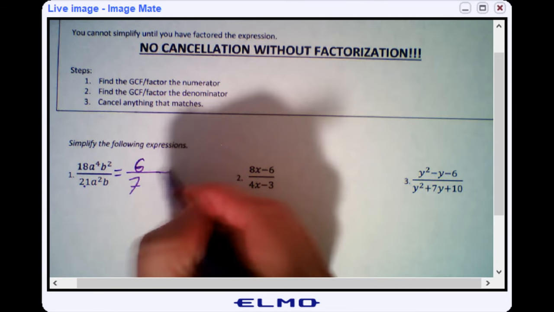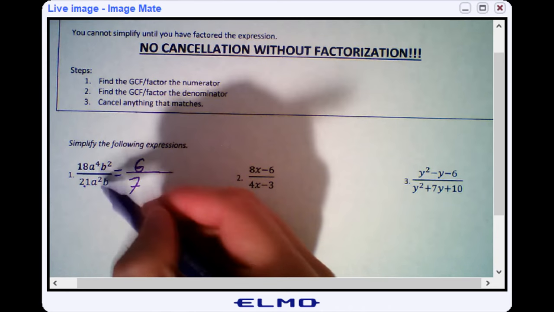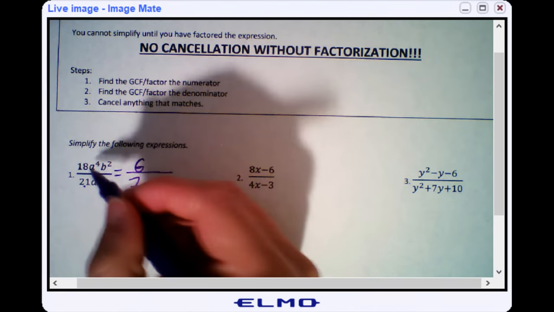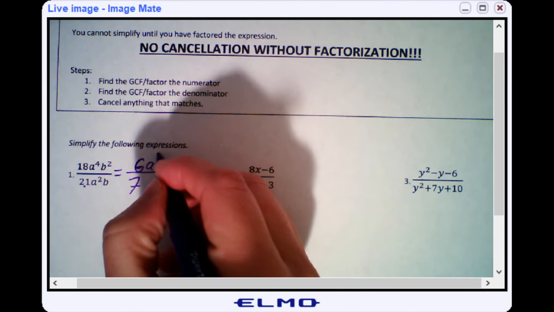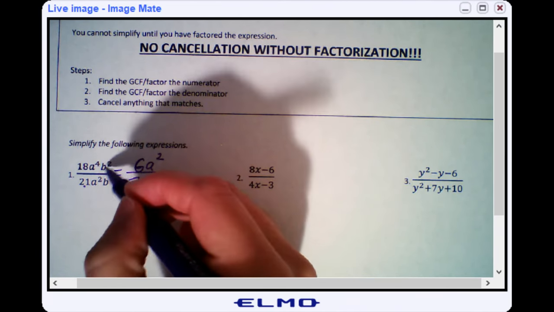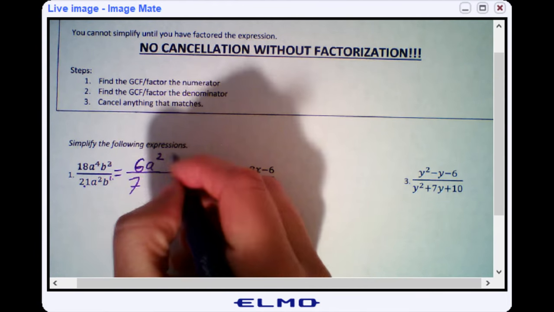When we do it with the variables with exponents, we subtract exponents. So 4 minus 2 gives us 2, and it goes wherever the bigger exponent is, so that's a squared. For b, there's a pretend 1 on the bottom. 2 minus 1 is 1, and that was our bigger one, so it goes up top.